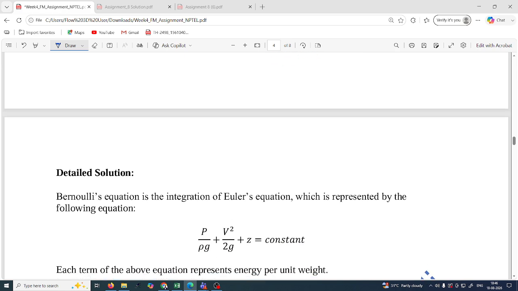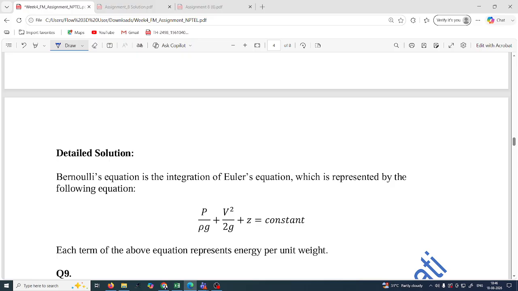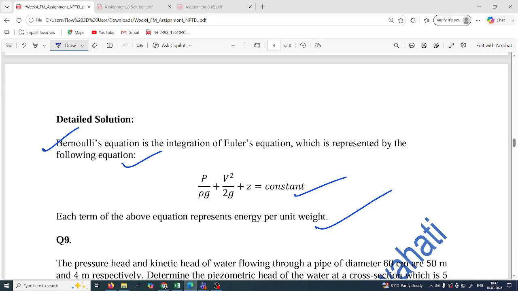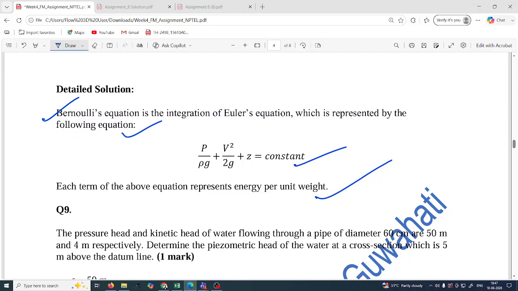Here a bit of explanation is given, so I'll read. Bernoulli's equation is the integration of Euler equation, which is represented by the following equation: P by rho g plus v square by 2g plus z is equal to constant, and each term of the above equation represents energy per unit weight, or you can say the unit of meter, length.